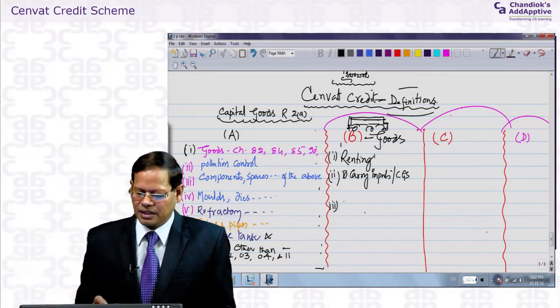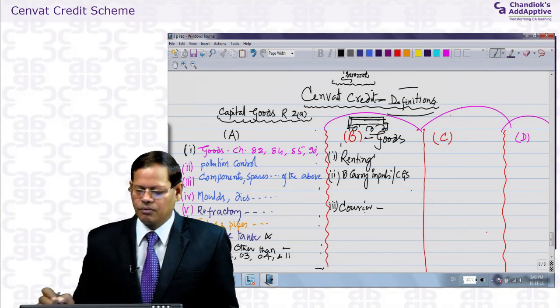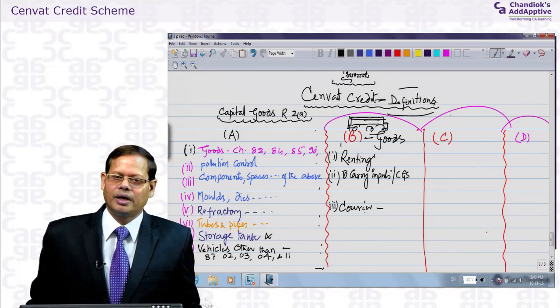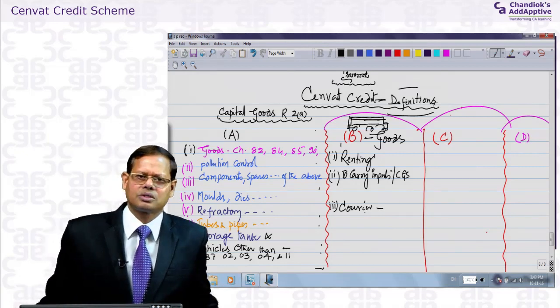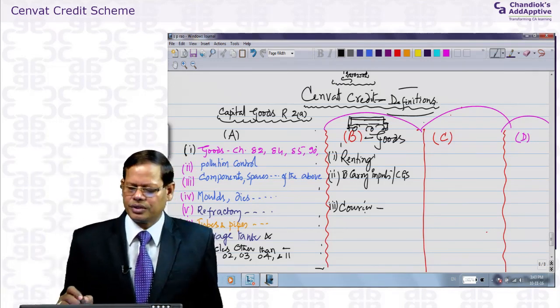Of course, third, I need not tell you, very easy, you can easily catch, that is courier services. For courier services, vehicles are used. For a courier services provider, the vehicle is a capital goods if it is written in his name. You got it? So, these are the three things.